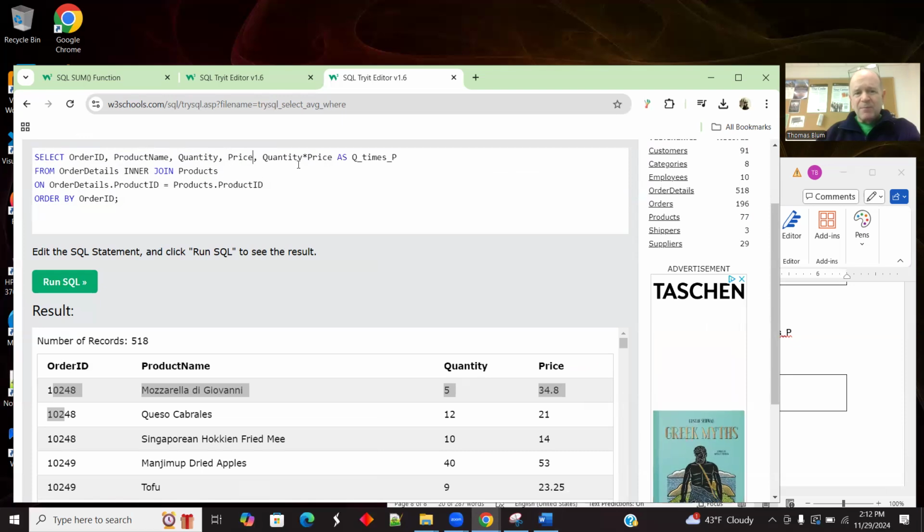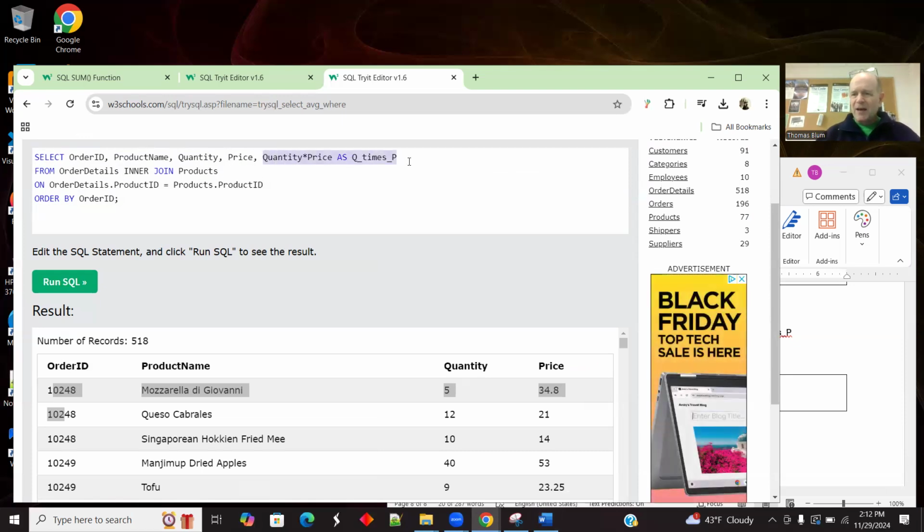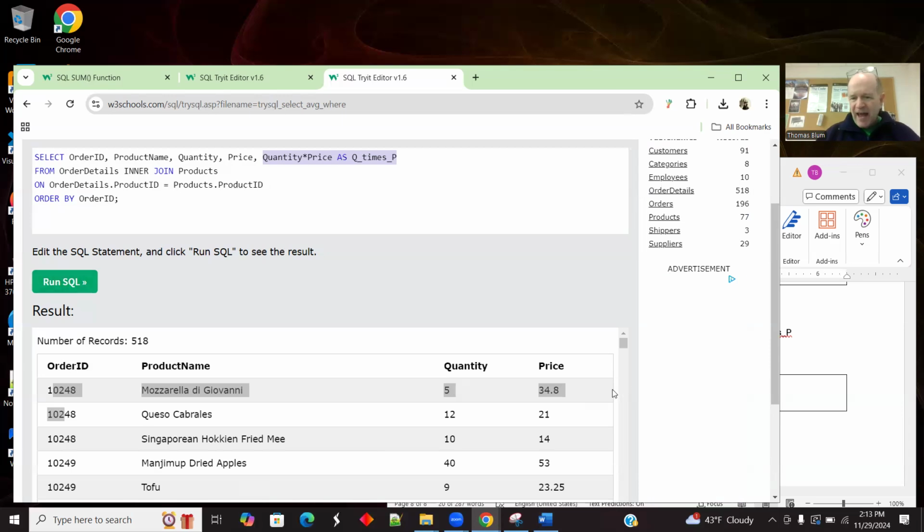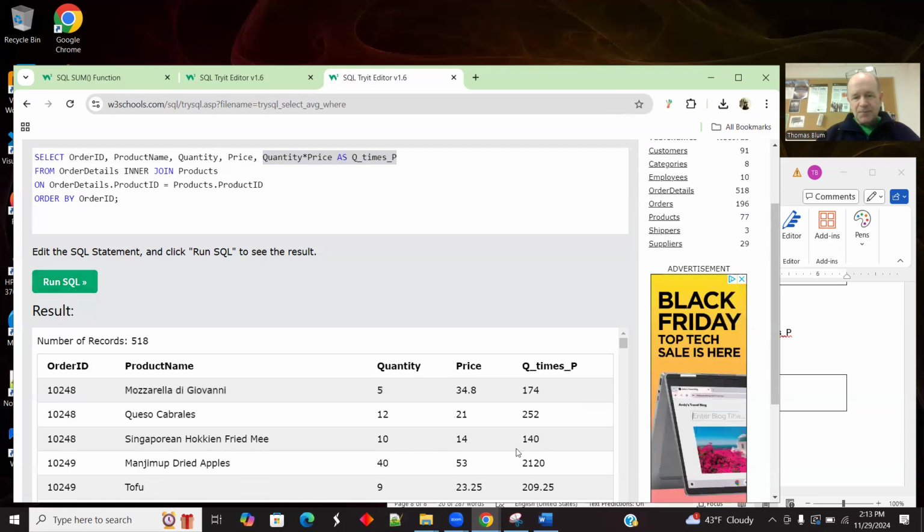I've kept quantity, I've kept price, but I've added, and you can do this in SQL, a calculation. You can do simple multiply, divide, add, subtract, what have you, and it accepts parentheses and so on. So I can calculate two fields provided they're numerical. And so I'm going to add another field here, which is the multiplication.